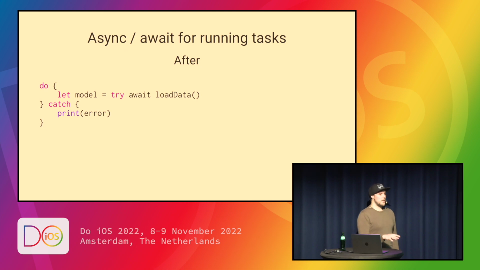So how do we call an async await function, right? And that's where we really get benefits. We can just say, hey, model equals try await load data. That's all we need to do. No subscriptions, no cancellables, no nothing. Just get the data, and that's all.